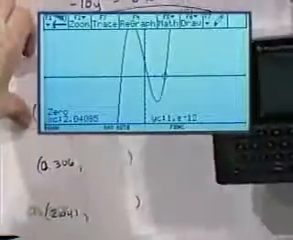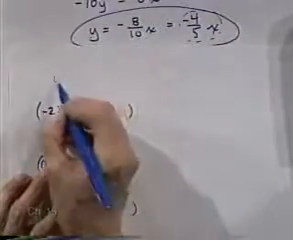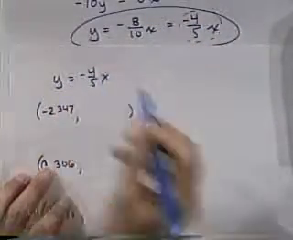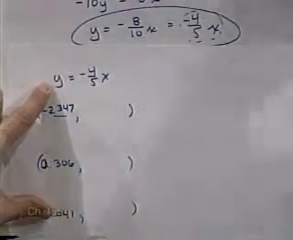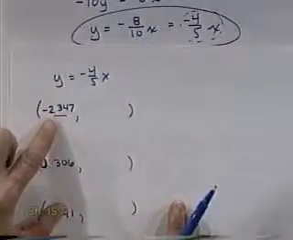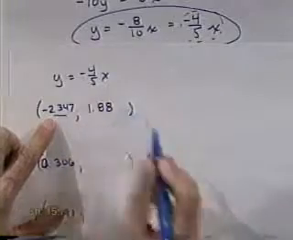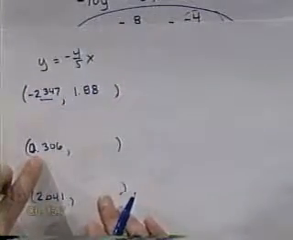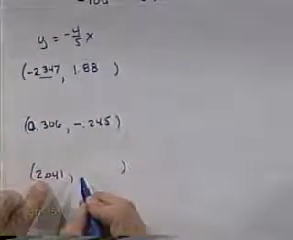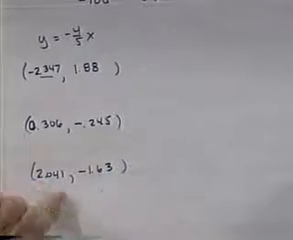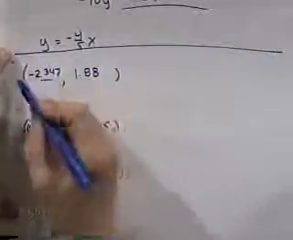we have here, let's go back here, y is equal to negative 4/5 times x, all we have to do is plug these values in here to find out what y is. And I already did that to save us some time. So when I have a negative 2.347, we'll get like a 1.88. I really need an extra digit there. If I plug in 0.306, I get a negative 0.245. And if I plug in 2.041, I get a negative 1.63.